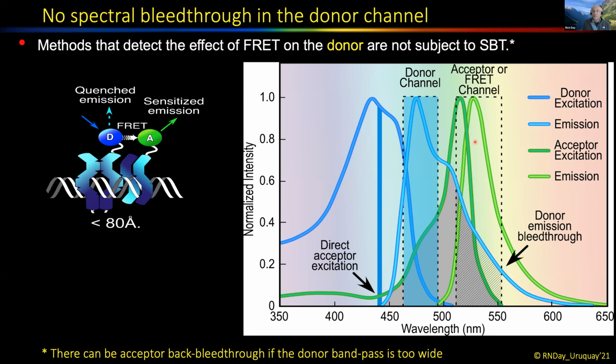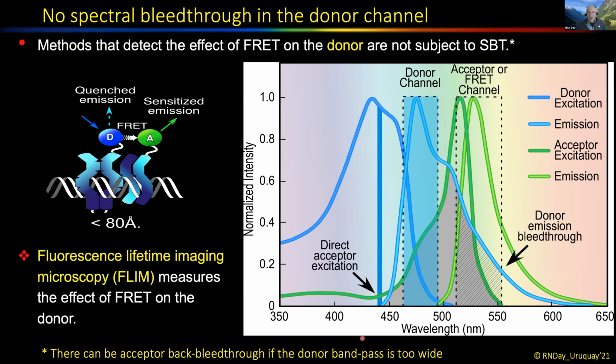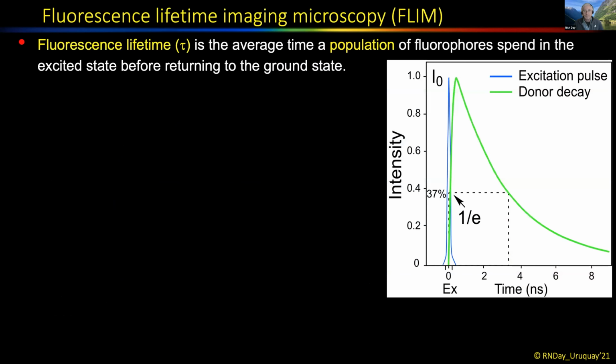However, the beauty of FLIM, of course, is that we don't measure the acceptor. We don't even have to know much about the acceptor at all. We simply measure the effect of FRET on the donor. So our measurement is in the donor channel. And provided I've set that channel properly, there is no spectral bleed through in the donor channel. So fluorescence lifetime measures the effect of FRET on the donor, and there's no spectral bleed through in that channel.